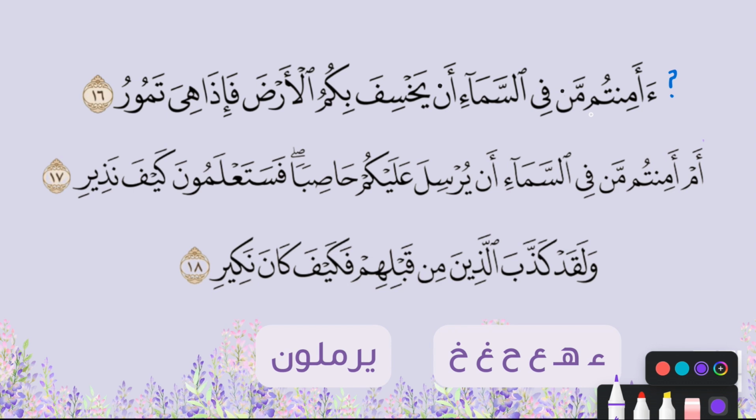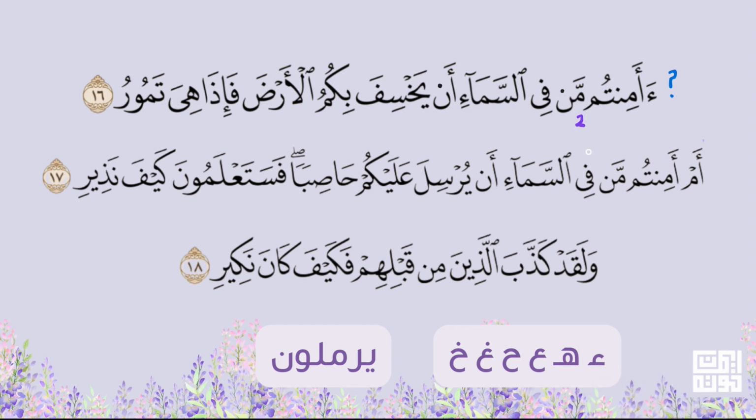So what happens here is that the mim sukoon merged into the mim fatha, written as one mim, pronounced as a mim shadda, with a ghunna, 2 counts ghunna. The mim and the noon shadda has 2 counts ghunna.